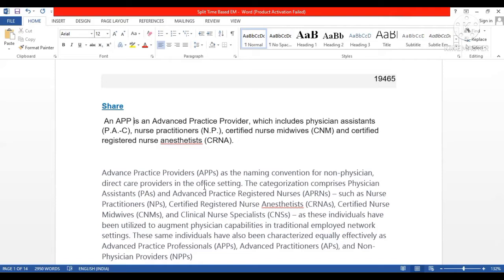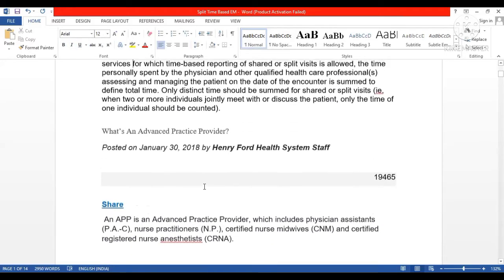If the PA separately gives their time and the MD also separately gives their time, sometimes we get confused whether we should add the time of both MD and PA, or MD and NP, or MD and fellow, or MD and resident. Whether we have to sum up the time or not, right? What will be the correct way? I'm just going to show you.